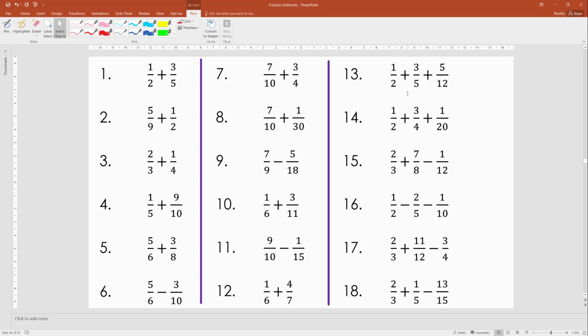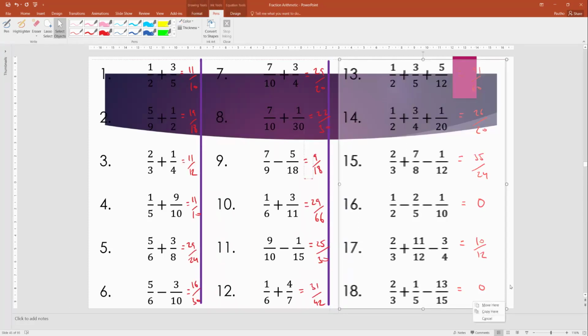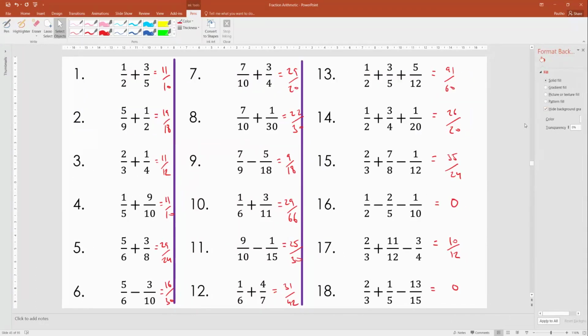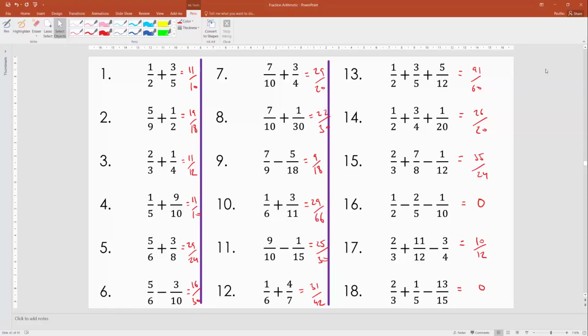Okay, welcome back. So here's the answers to the main task. They're all here. And again, sorry, I must have forgot to give a background. 2 seconds. There you go. All right. So the background now is gone. So there's all the answers now, okay, for the main task.